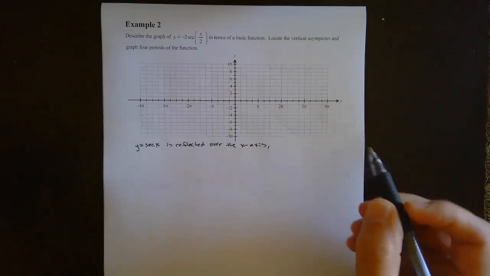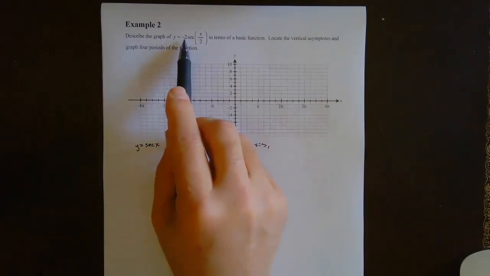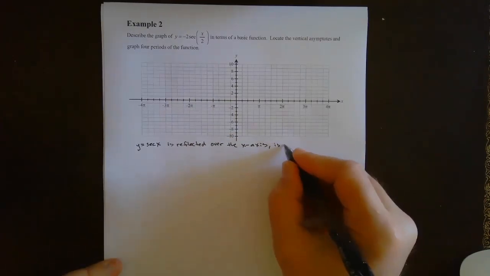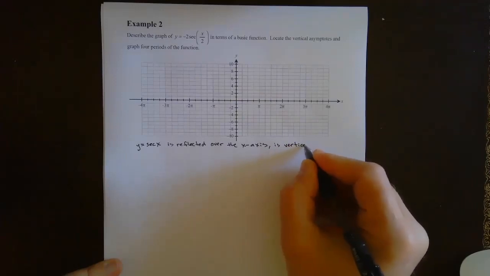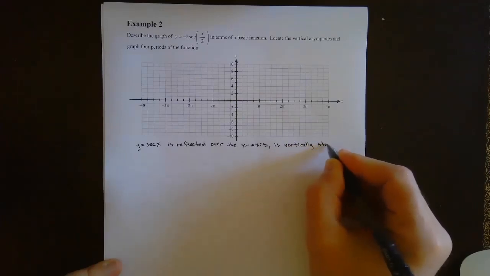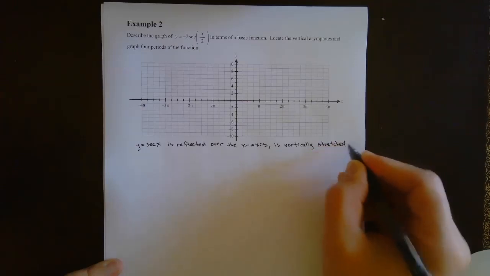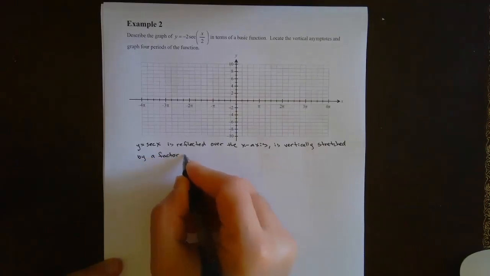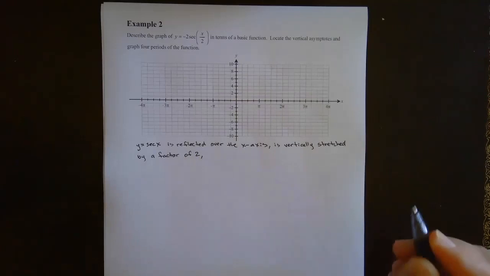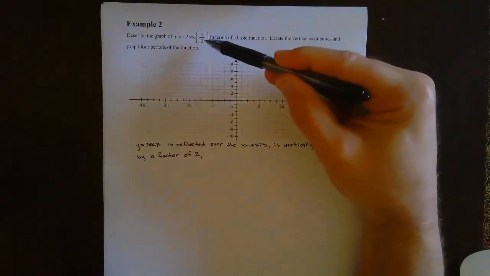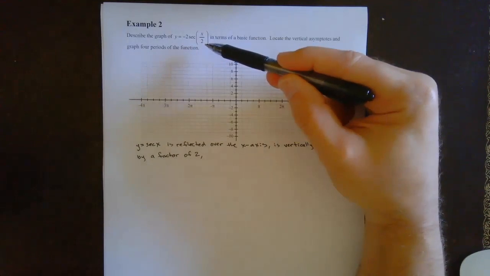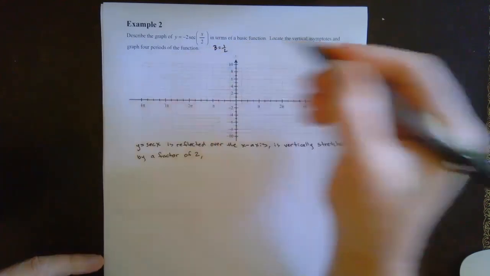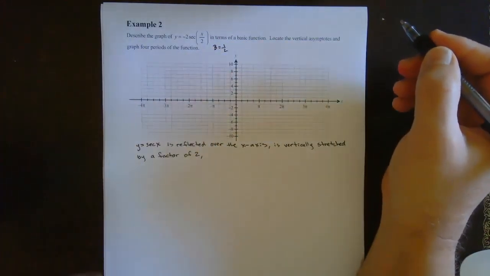comma. This 2 is going to cause a vertical stretch by a factor of 2. So it is vertically stretched by a factor of 2, comma. Now, this dividing by 2 is the same as multiplying by 1/2. So my b is 1/2. Maybe I'll write that: b is equal to 1/2 because dividing by 2 is the same as multiplying by 1/2.